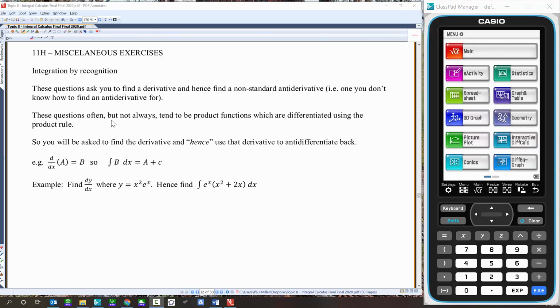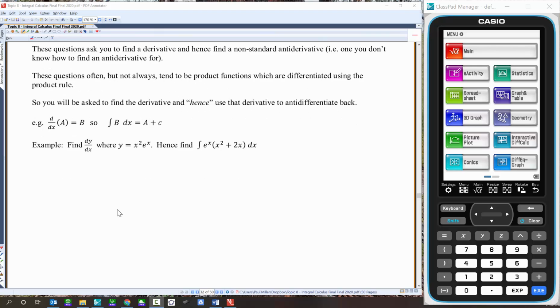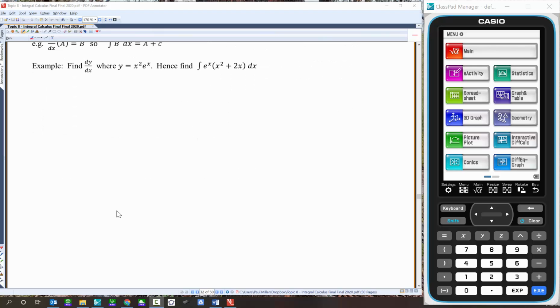So these questions often, but not always, involve product functions. They tend to be trying to reverse the product rule, which, all I'll teach you this year is reverse chain. So they'll ask you to find a derivative and hence use that derivative to anti-diff back. I'm going to go through an example with you first of all and see how it works. This is a fairly entry-level situation.